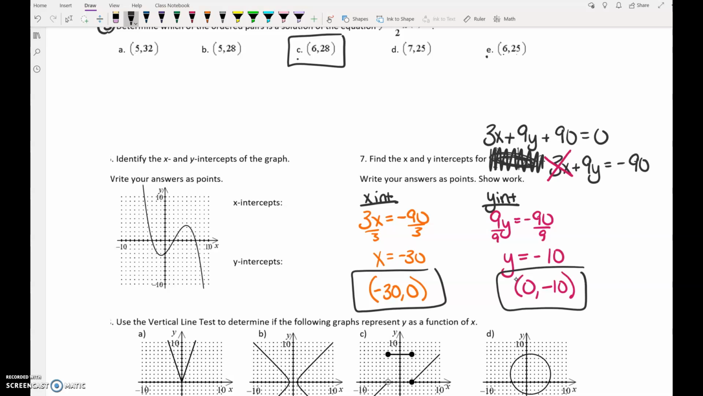Next, I wanted to go over number 6. It's not one that was requested, but I think it's important. Your x-intercepts are where it crosses the x-axis. So it crosses the x-axis here, here, and here. Those points would be negative 3, 0, 2, 0, and 7, 0, I believe. And the y-intercepts are where it crosses the y-axis. It only crosses the y-axis in one spot, and that is at 0, negative 3.